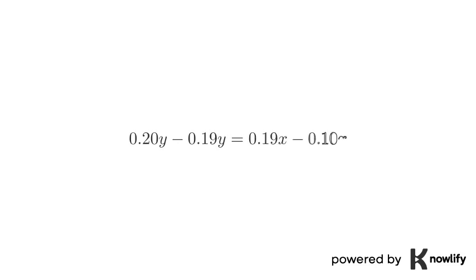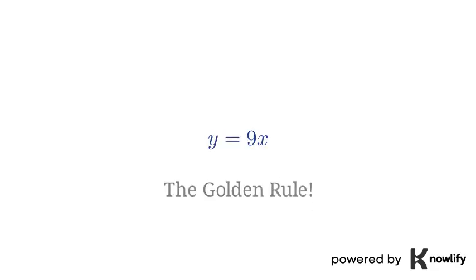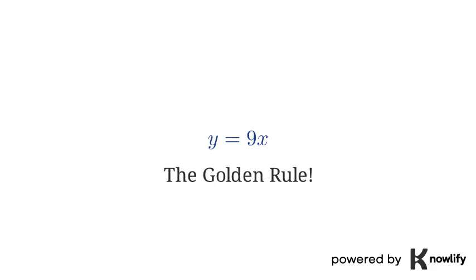Next, we gather all the x terms on one side and all the y terms on the other. This simplifies beautifully to 0.01y = 0.09x. To make it even clearer, we can divide both sides by 0.01. This simple relationship, y = 9x, is our golden rule. It tells us that for every gallon of the 10% solution, we need 9 gallons of the 20% solution to achieve our 19% target.